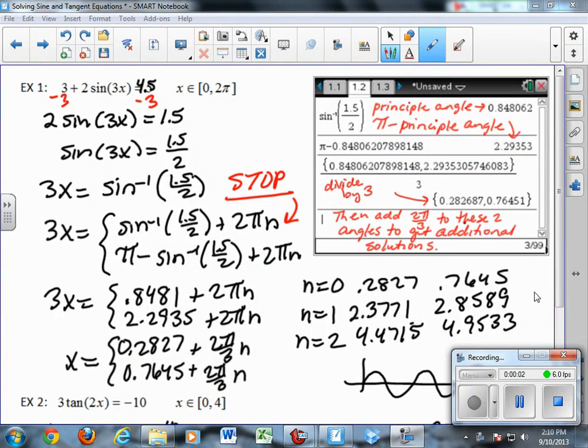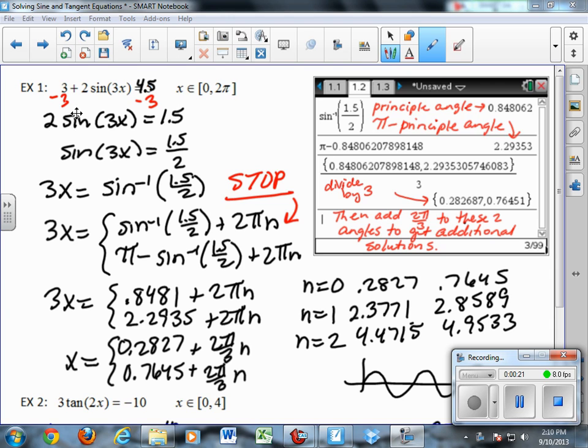Now let's just talk through a couple of examples. Just follow along with the notes and look at what I've done and see if it makes sense to you. So I have the equation 3 plus 2 sine of 3x equals 4.5, and I want to find all the solutions that are in the interval from 0 to 2 pi.